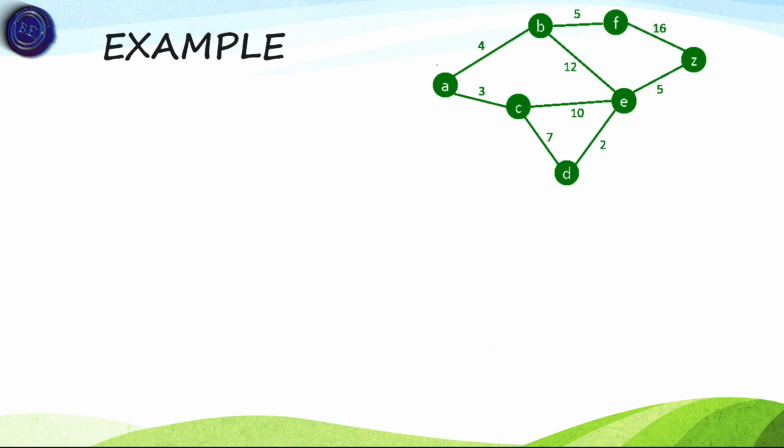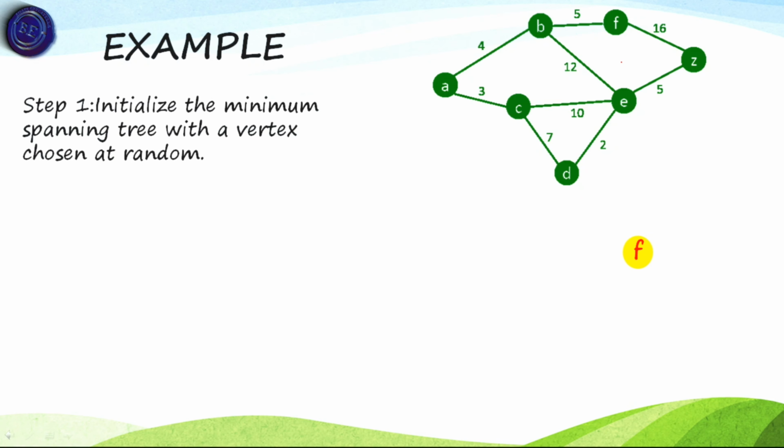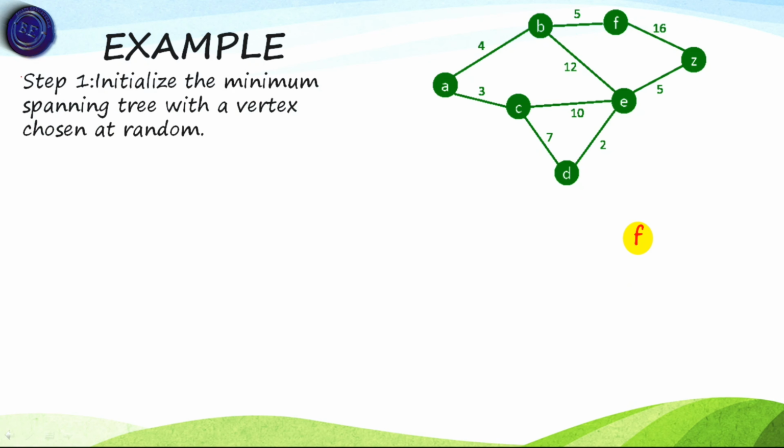Now let us discuss the example. Here I consider a graph, and this graph consists of different edge values. Let us construct the minimum spanning tree by using Prim's algorithm. Step 1, initialize the minimum spanning tree with a vertex chosen at random. Here I randomly choose F as the vertex.